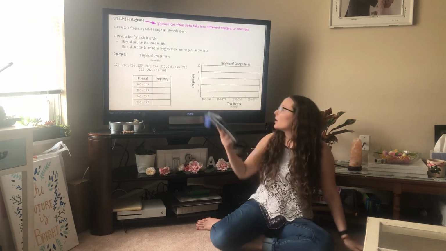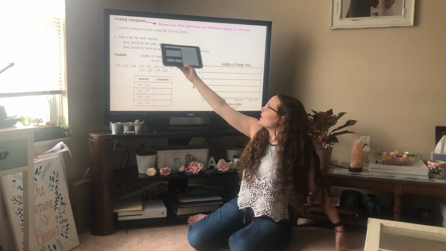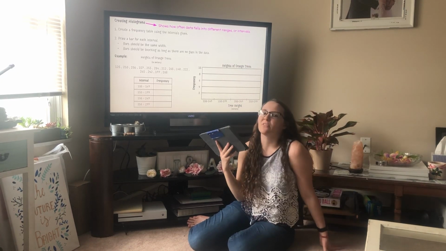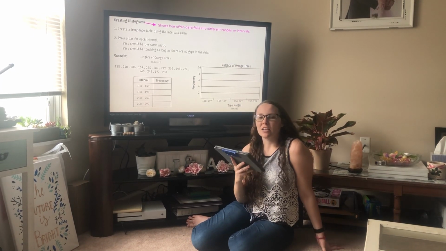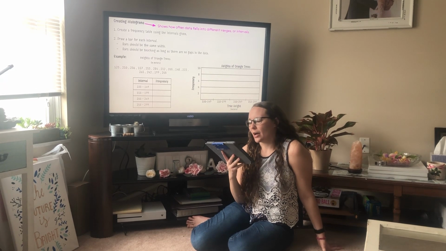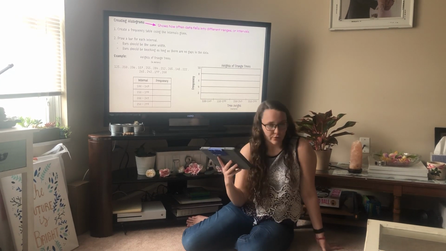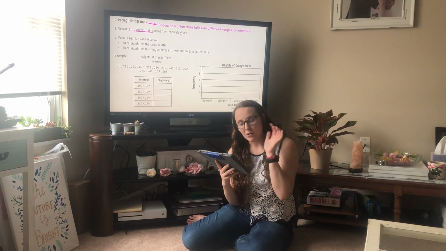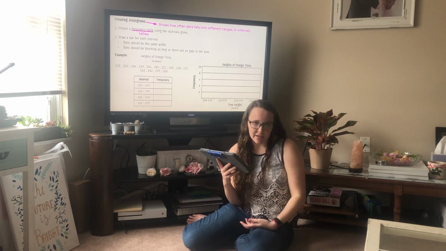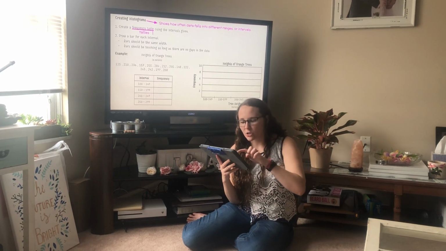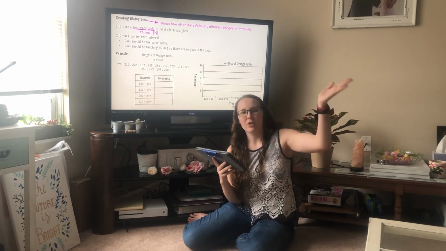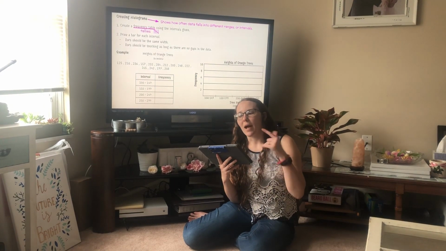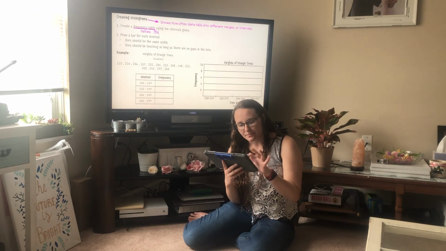Histograms show how often data falls into different ranges or intervals. That's the whole purpose of histograms, to show how often numbers fall into different ranges or intervals, okay? And to create a frequency table, we are going to use tallies. So tally marks like 1, 2, 3, 4, and then when you get to 5, you cross it out, okay?